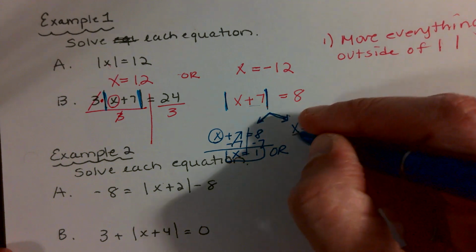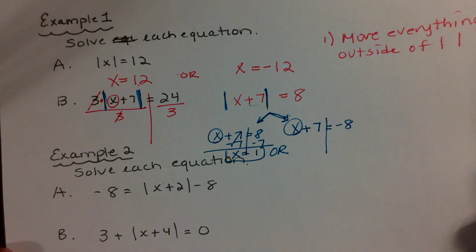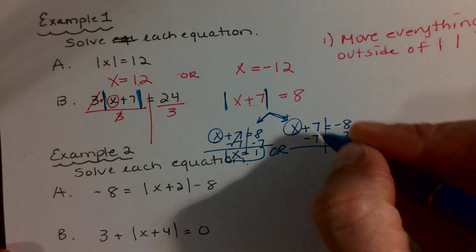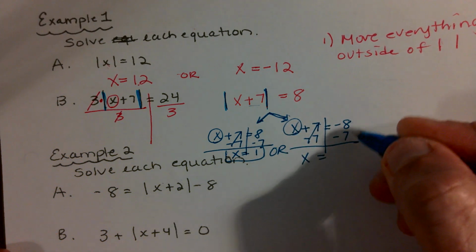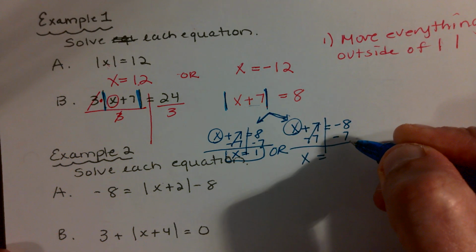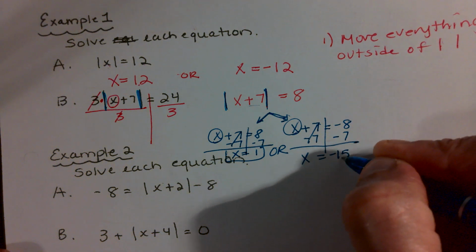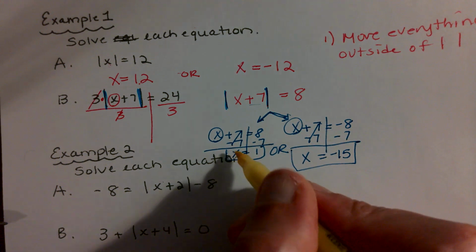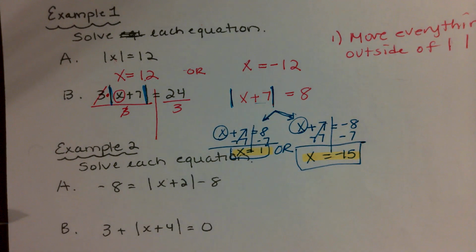Draw your line, locate your variable. You may think you're going to get the same answer, but you're not. Because watch what happens. X equals what? That's not 1. That's negative 15. There's my answers. 1 and negative 15. You might want to highlight those so tomorrow when you're doing your homework you can find them quickly when we correct.